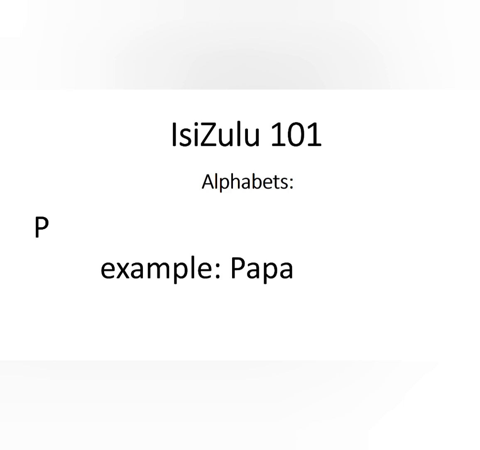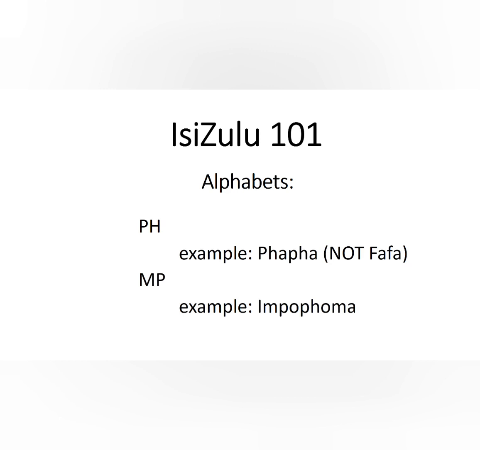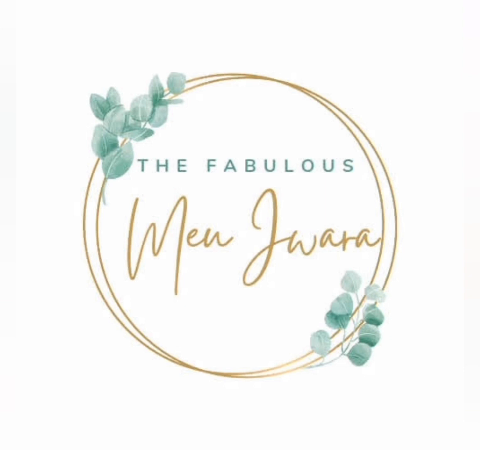If we want the P to sound like ph, we add an H. Example, phapha, which means become hyper or forward. And please note, when there's a P and an H in IsiZulu, it's got nothing to do with F. The letter F doesn't have anything to do with the letters PH. That's good to note. And when we add an M before the P, the sound becomes mp. Impopoma is the example I gave. Impopoma is a waterfall. I told you we have a name for everything. This is a very rich language.